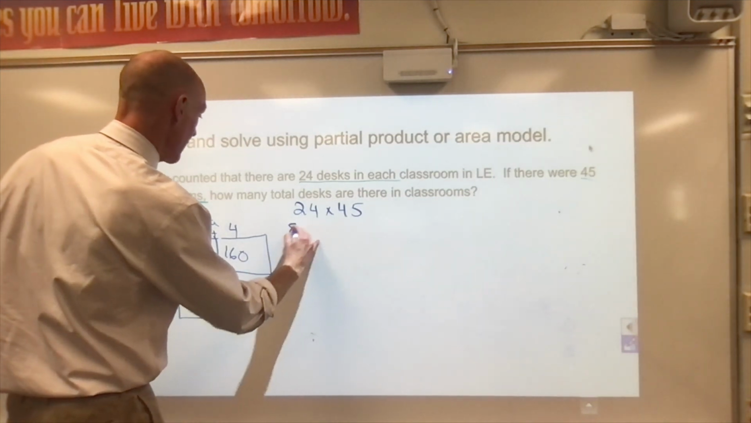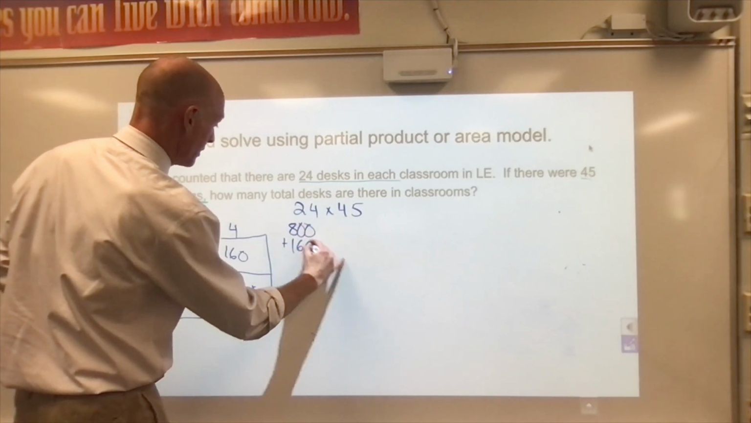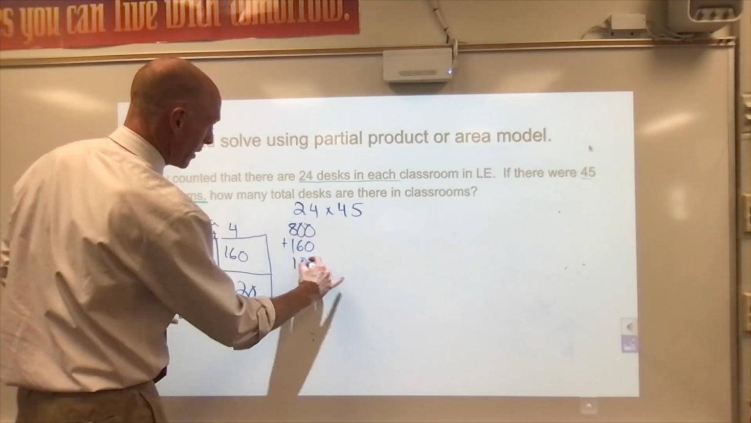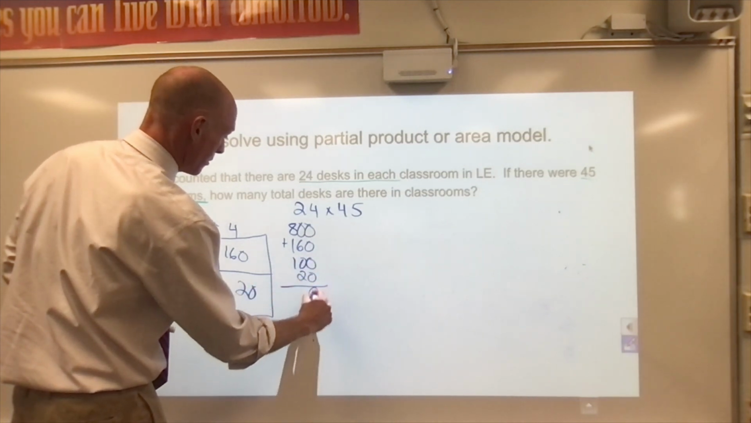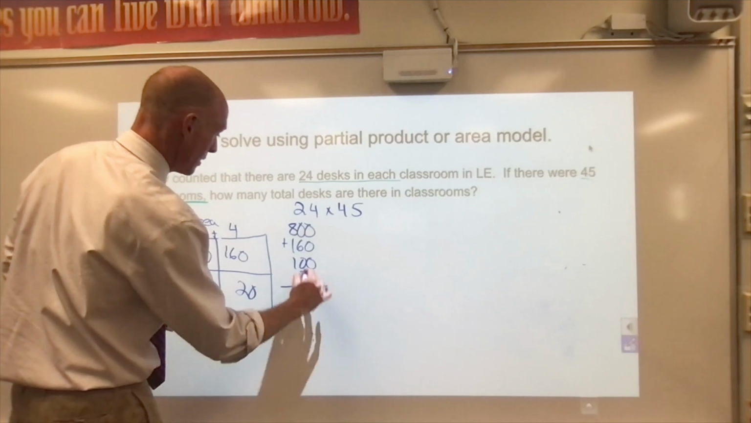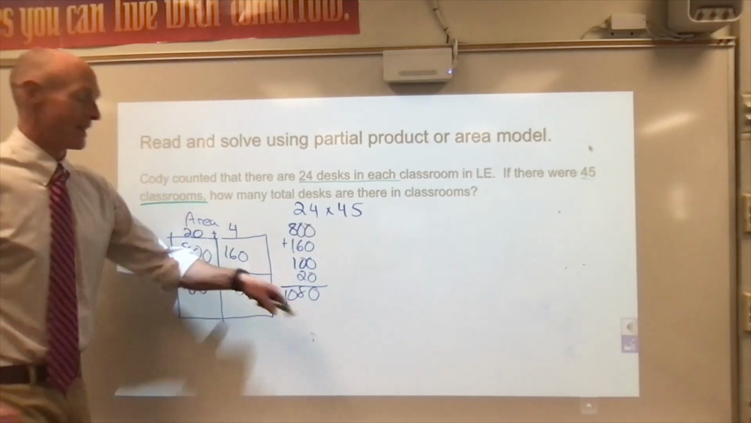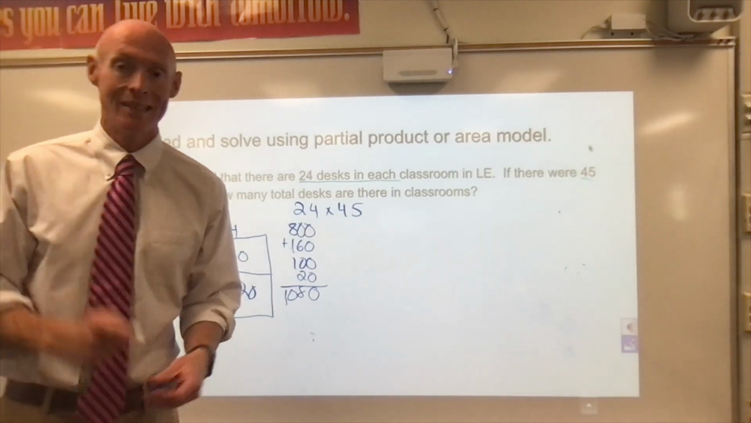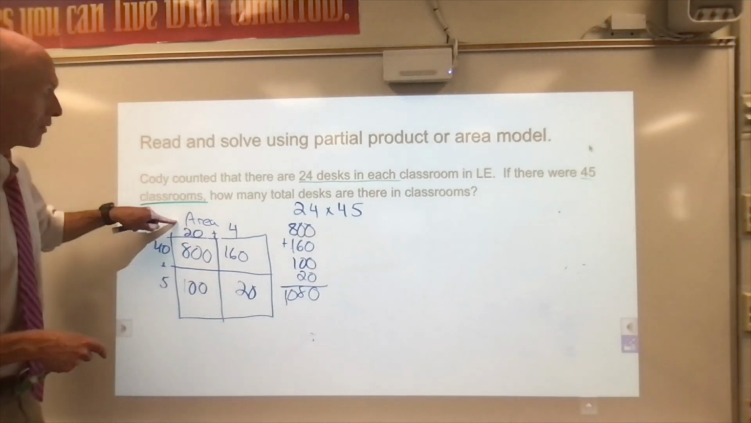So we're going to take our 800 plus our 160 plus our 100 plus our 20. So that would be 0, 8, 8, 9, 10. My answer is there are 1,080 total desks. That's using the area model.